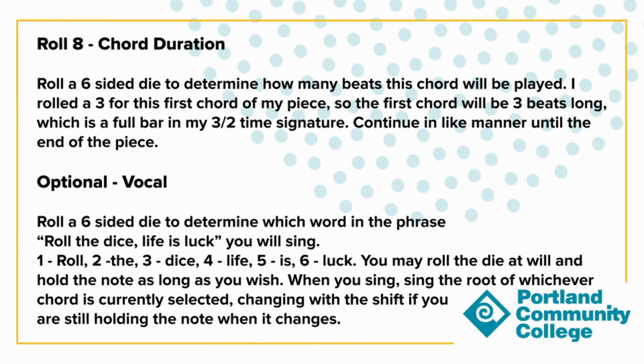Roll 8, chord duration. Roll a 6-sided die to determine how many beats this chord will be played. I rolled a 3 for this first chord of my piece, so the first chord will be 3 beats long, which is a full bar in my 3-2 time signature. Continue in like manner until the end of the piece.